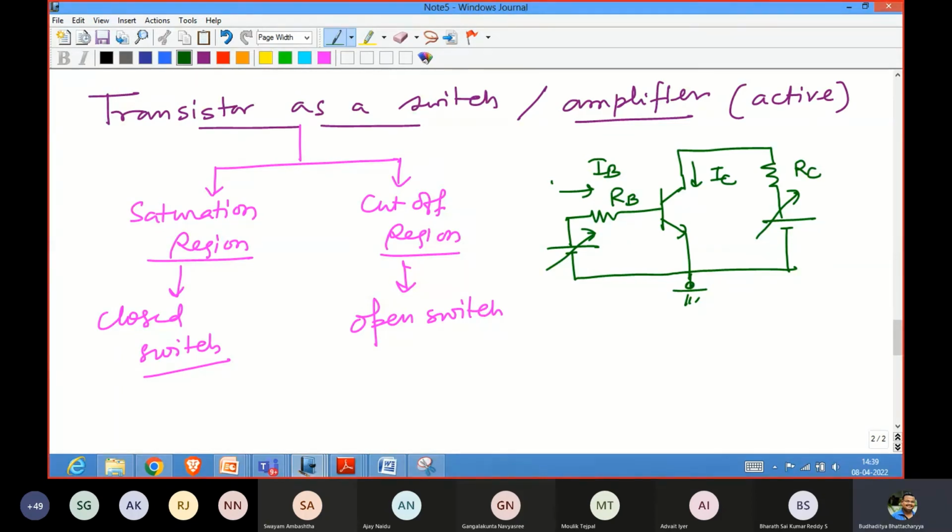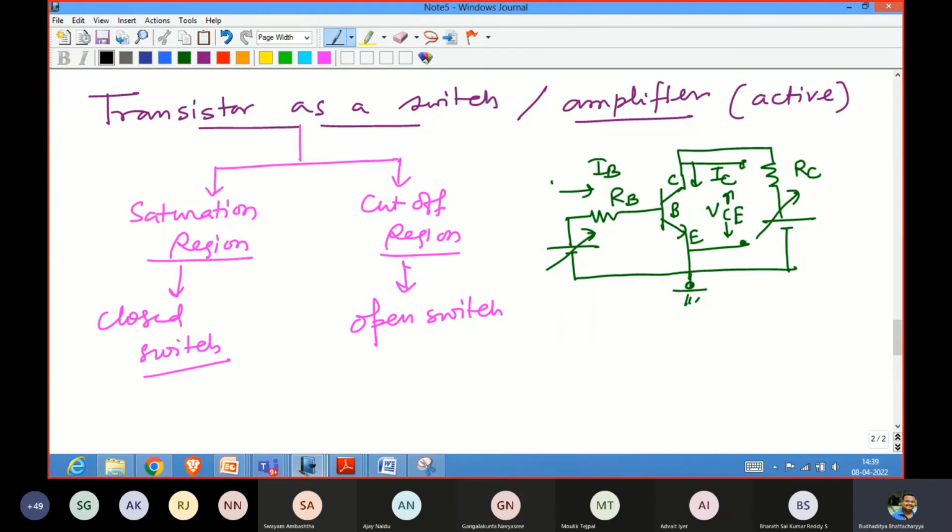Now across this, as I said, if I consider these two points across these two terminals and I measure the voltage, this will be nothing but the VCE voltage, collector to emitter voltage. This is my collector, this is base, and this is emitter. All of you agree, right?